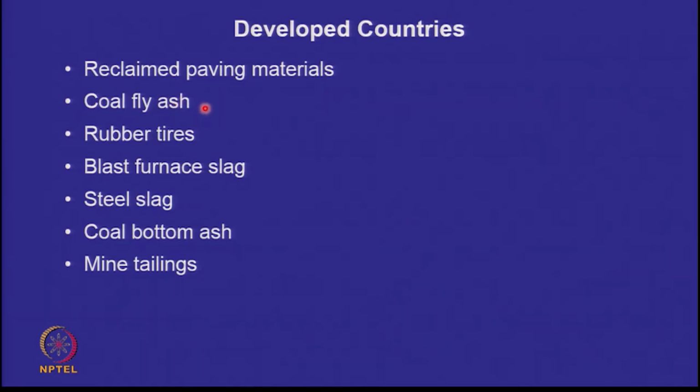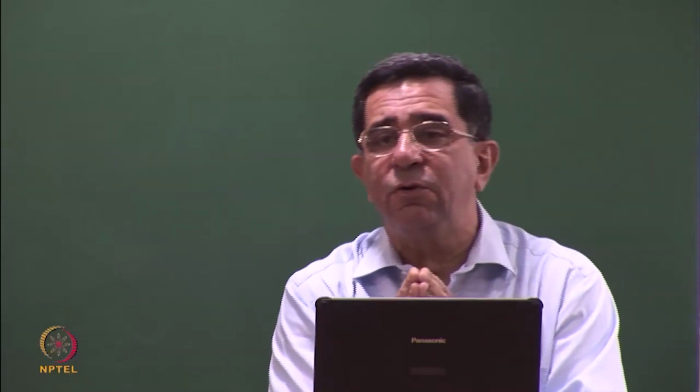Coal ash, fly ash and pond ash is used. Rubber tires are used. Rubber tires are difficult to dispose. Blast furnace slag. Slag is a term. What does the word slag mean to you? Chemistry, 10th class, 12th class. What is slag?